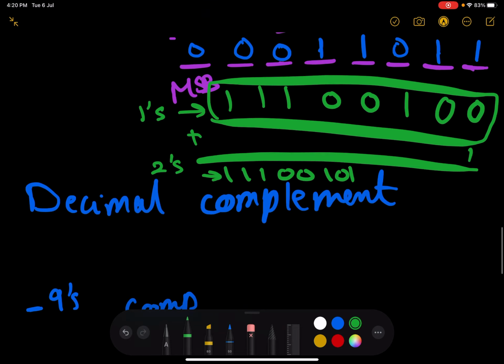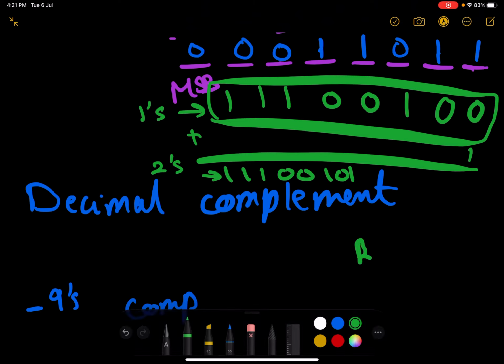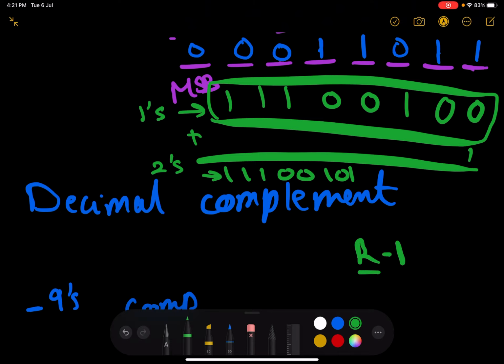Now you can also have complement in decimal system, complement in octal, complement in any system. And the basic rule of the complement that we have here in digital logic design or even computer architecture is that the first complement, which we can say is equivalent to 1's complement, is r minus 1. R here is the base of the number system.